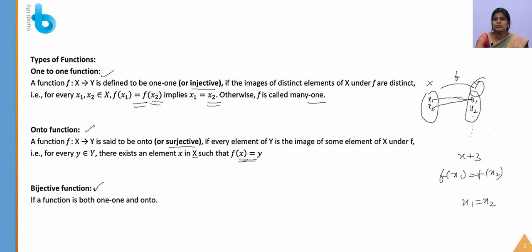But here, if you use the definition, it will be very easy. If you recall the definition while solving the problem, it will be very easy for giving the short solutions. So types of function, what we have? One-to-one function, onto function, and if a function is both one-to-one and onto, it is a bijective function.